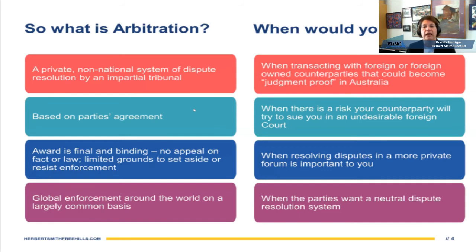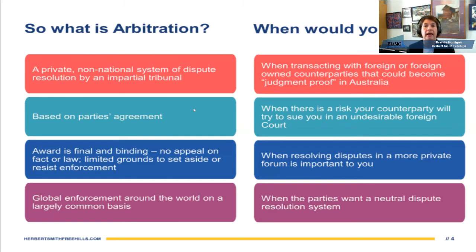Another advantage of arbitration really is when resolving disputes in a more private forum is important to you. Many court systems provide for the publication and public access to disputes. Arbitration, as a general rule, is confidential or at least private, and so there is much less public dissemination of information about the dispute. Often, if you're dealing with publicly listed companies in particular, the existence of the dispute will be a reportable fact. But the details of the dispute, the submissions, the parties' filings, the arbitral tribunal's decisions, those will be private and confidential.